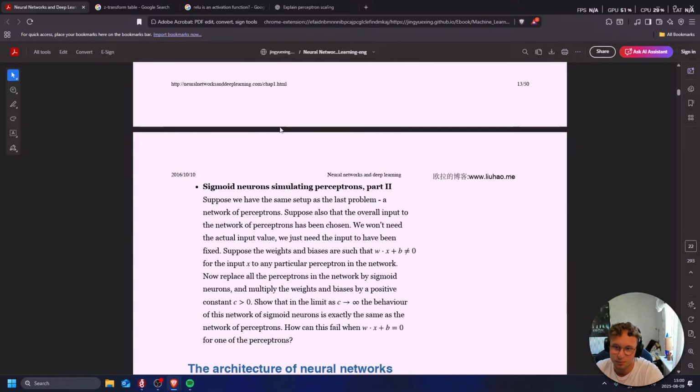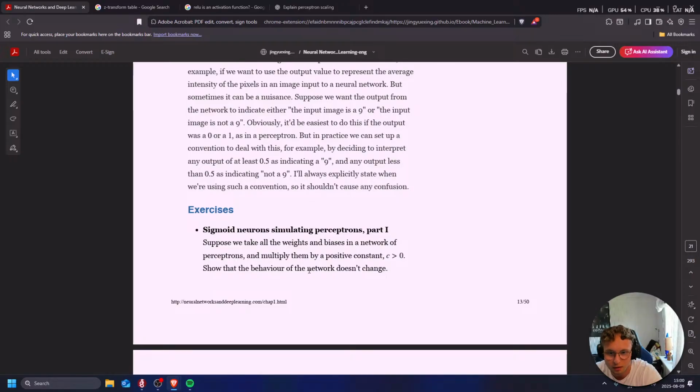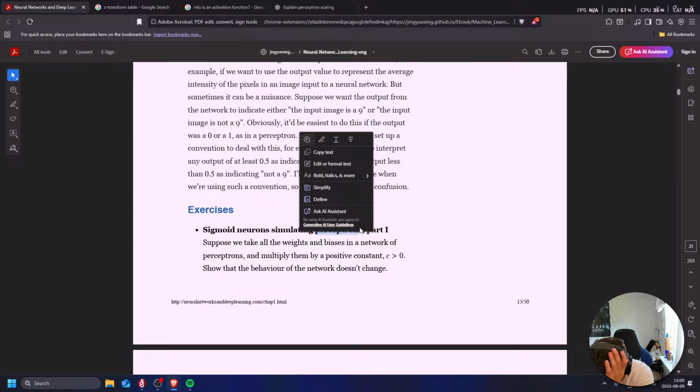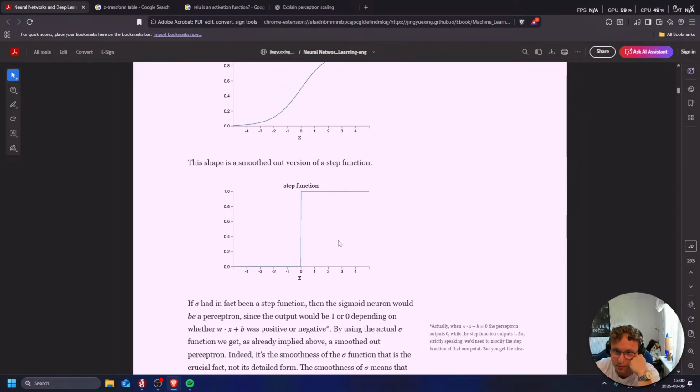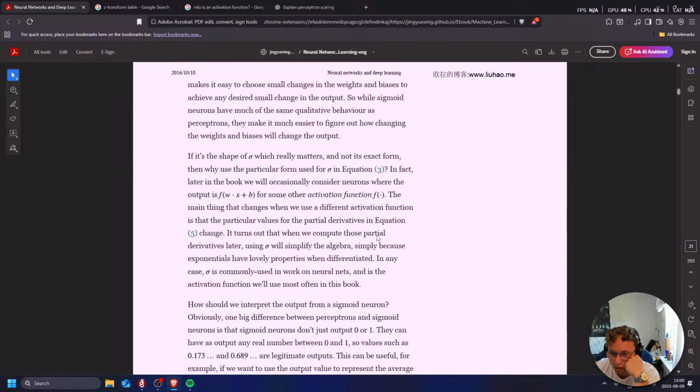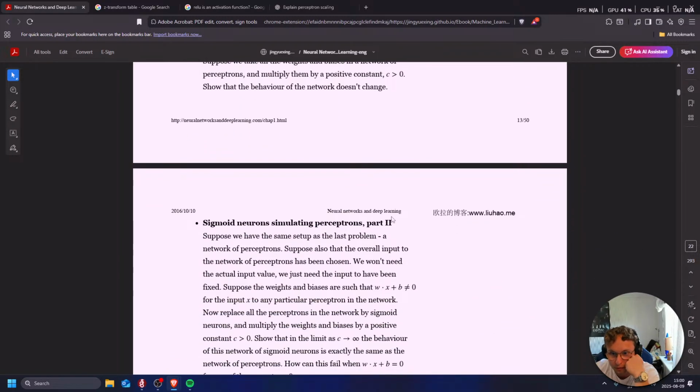Suppose we have the same setup as the last problem, a network of perceptrons. Why? Ah, okay, so this is only perceptrons. I'm getting a bit tired. I thought it was a sigmoid function. Never mind. This is basically just the step function here. It doesn't really matter.